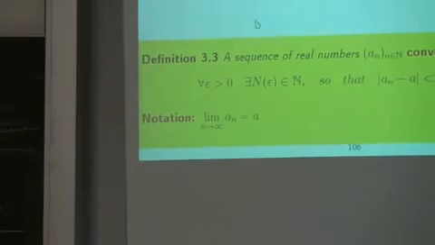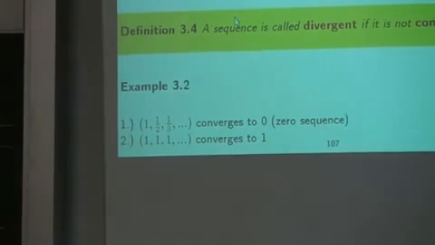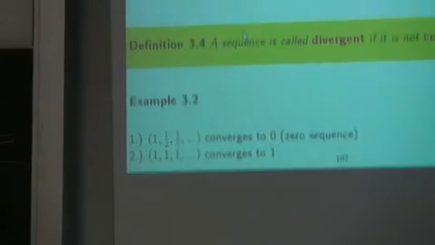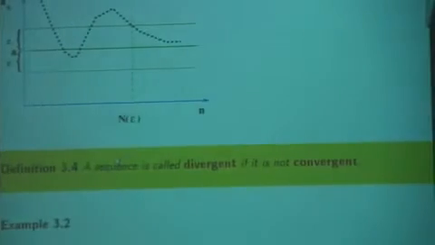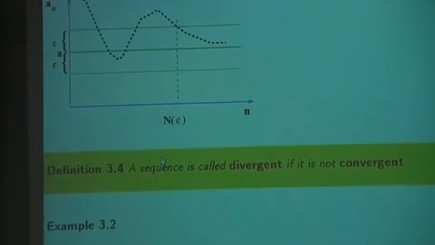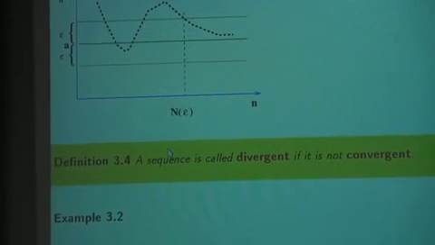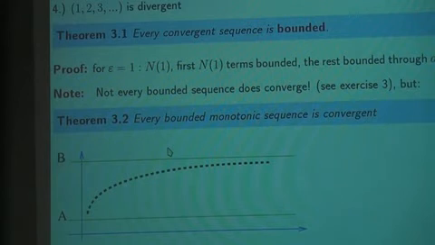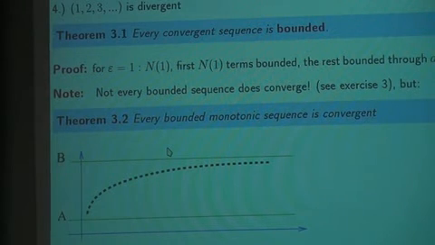Okay, and this is just a notation, what you have seen there. A sequence is called divergent if it's not convergent. Why are you laughing? Because that's so funny, divergent. Yeah, sometimes it's funny, sometimes it's not.